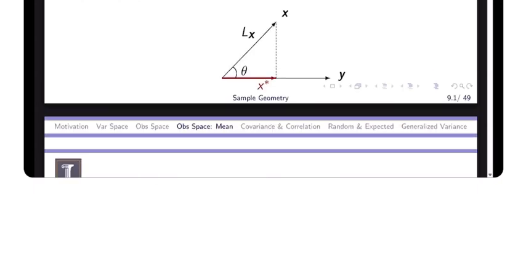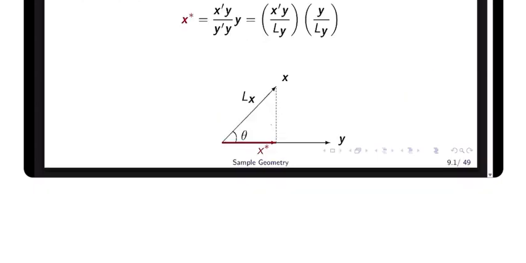Now let me tell you this. We are actually talking about the projection of x onto y. When you're talking about the projection of x onto y, we get x star. This is the x star. And of course, we also need to consider the length of x. Whenever that is involved, there's going to be an angle between the vectors.